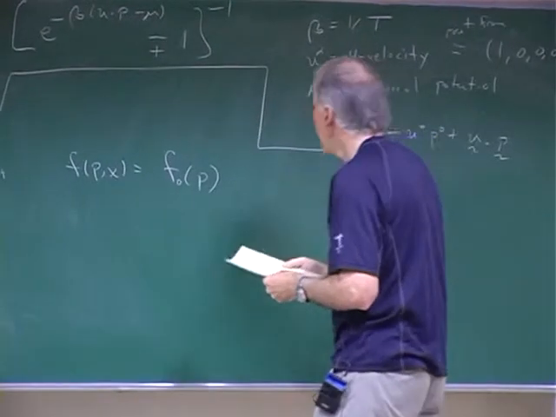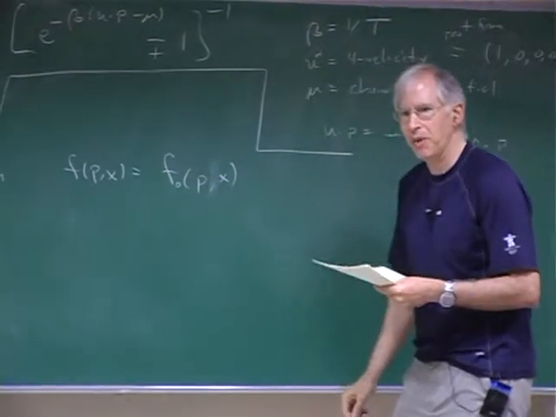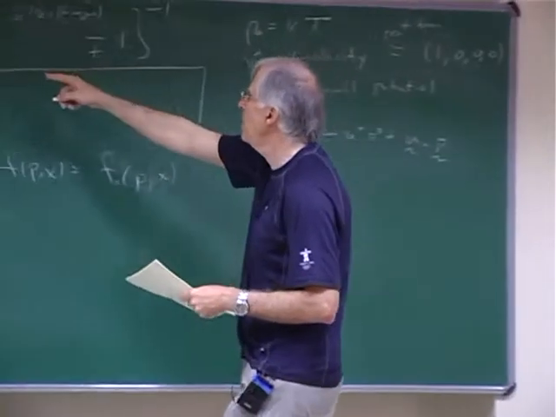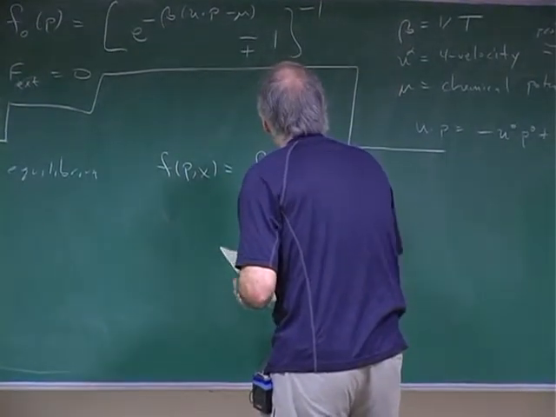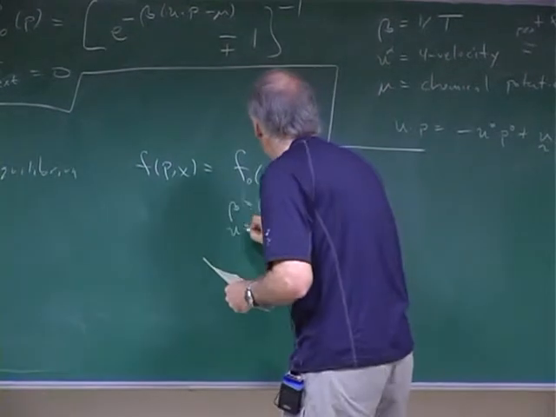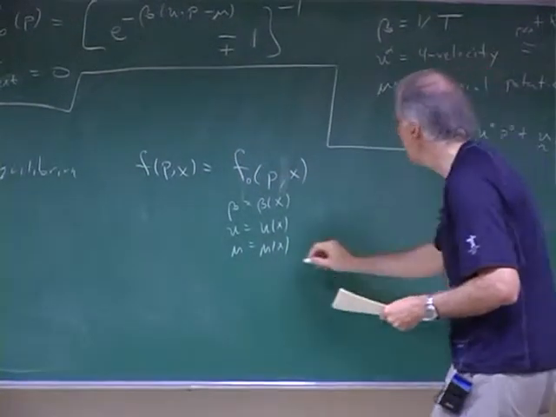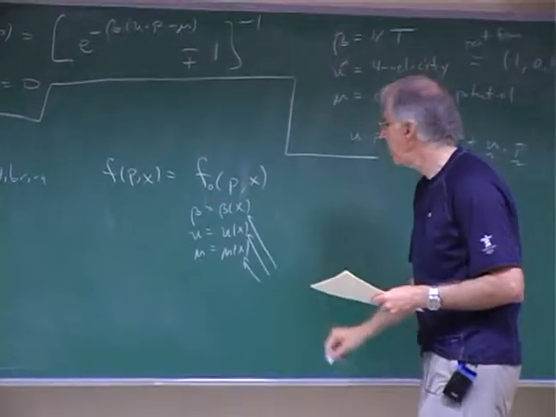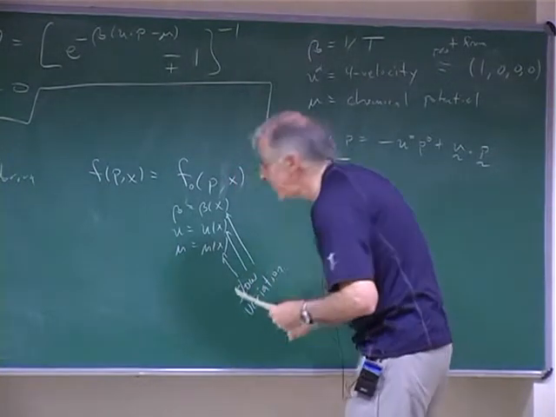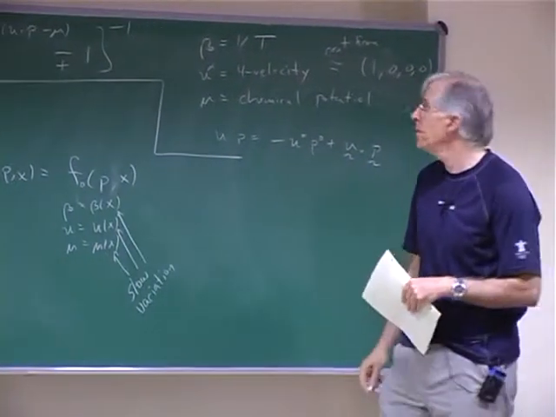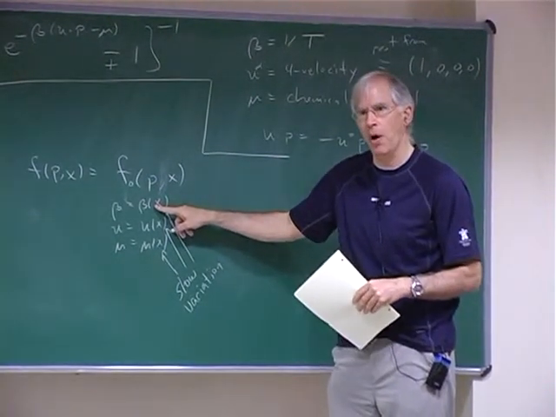Take the distribution. Write it as an equilibrium distribution, except now I do want to do something which is perhaps a little strange. I want to give it some x dependence by saying I use this equilibrium distribution function, but I suddenly allow beta to depend on space-time. I allow the four velocity to depend on space-time. I allow the chemical potential to depend on space-time. But all this dependence on space-time, I'm going to assume, is slow. So there are non-vanishing derivatives with respect to space-time coordinates, but in some appropriate sense those derivatives are small.